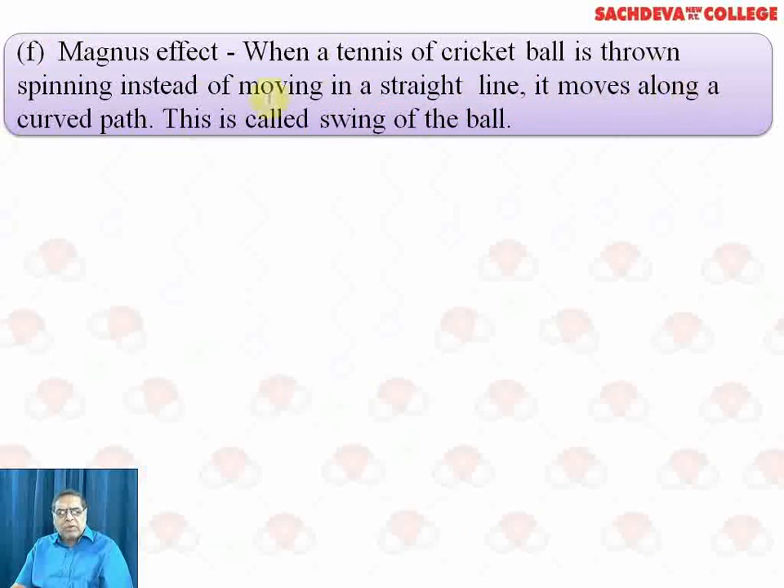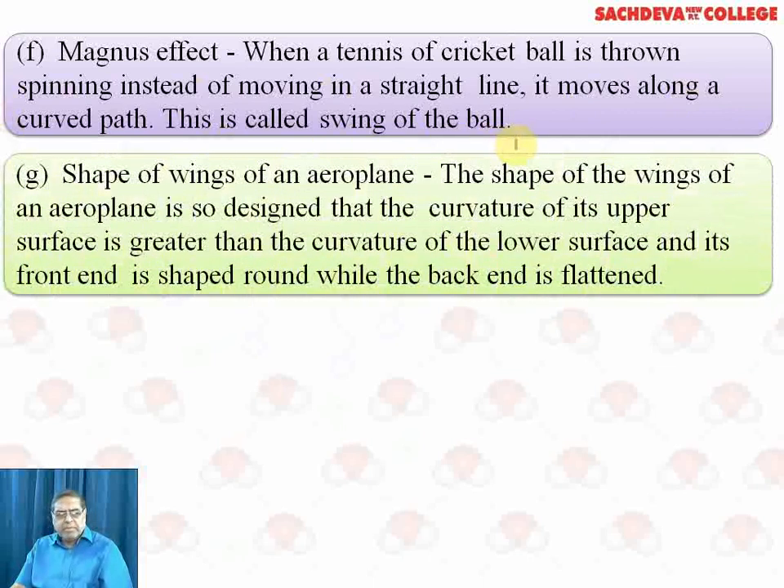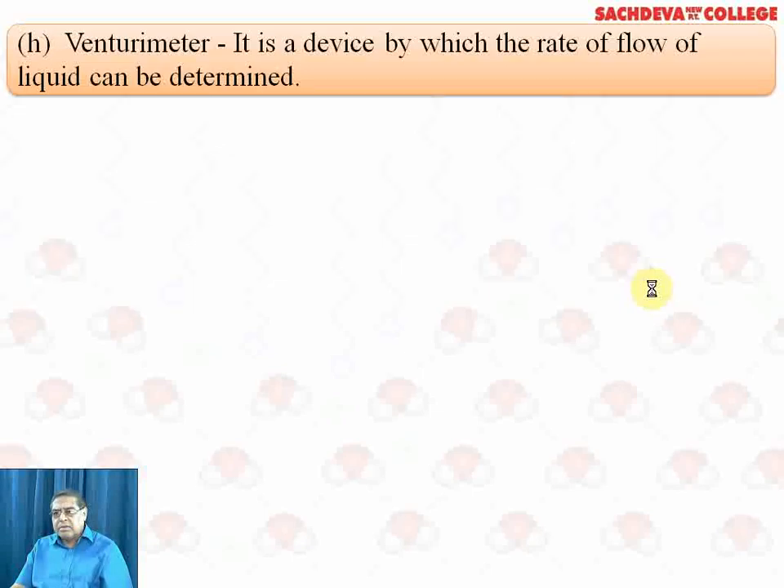it moves along a curved path. This is called the swing of the ball, and the whole thing is known as the Magnus Effect. Now we come to the shapes of the wings of the aeroplane. The shape of the wings of an aeroplane is so designed that the curvature of its upper surface is greater than the curvature of the lower surface, and its front end is shaped round while the back end is flat.